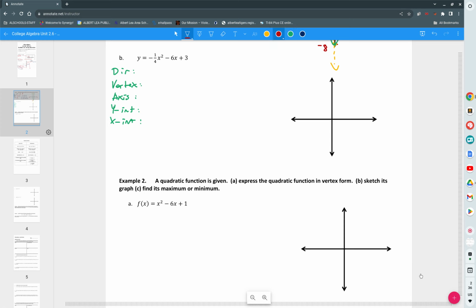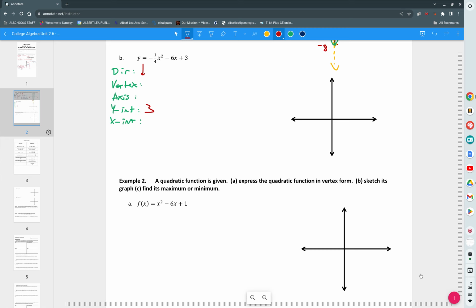Where do you start? Direction. Yeah, direction. Up or down? Down. How come? Negative. The term in front of x squared is negative. Goes down. Y-intercept? 3. Okay, we've got 2 characteristics so far. That's good. Now we need to determine the vertex.